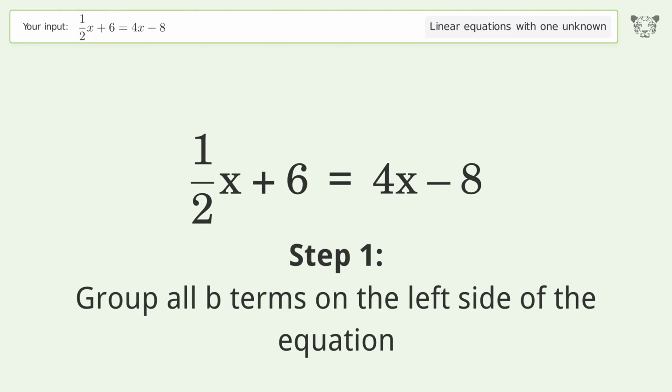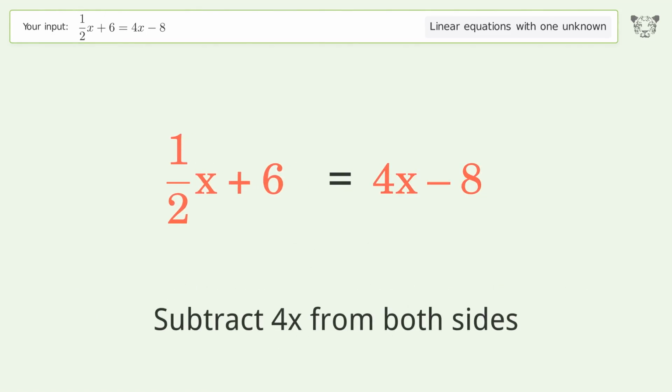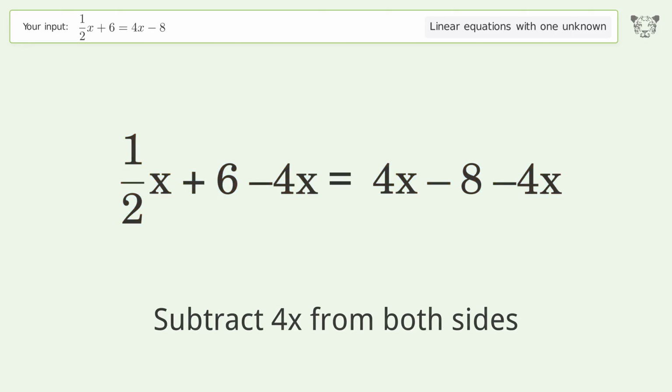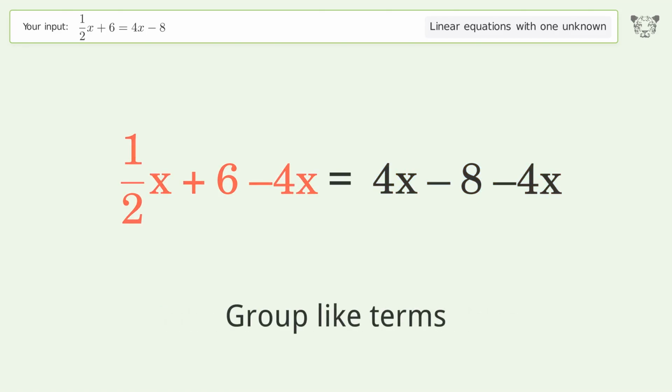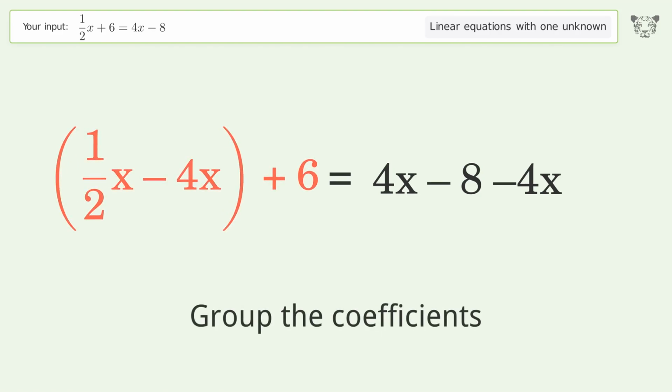Group all b terms on the left side of the equation. Subtract 4x from both sides. Group like terms. Group the coefficients.